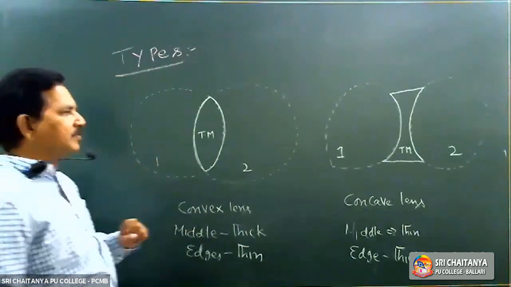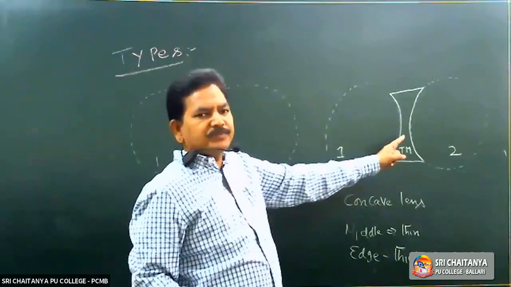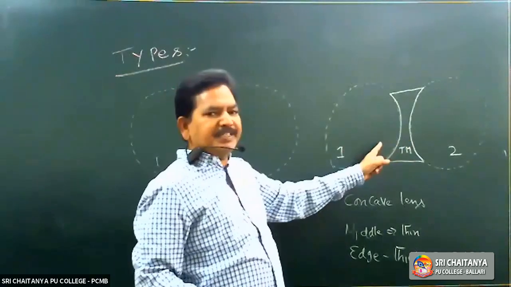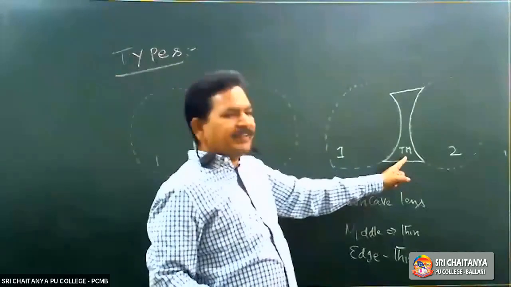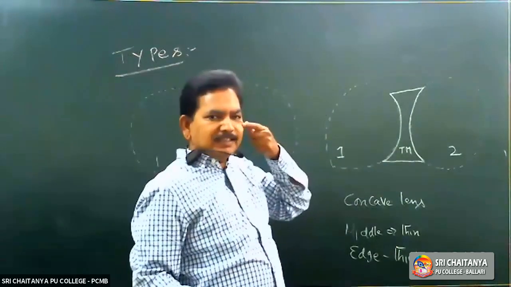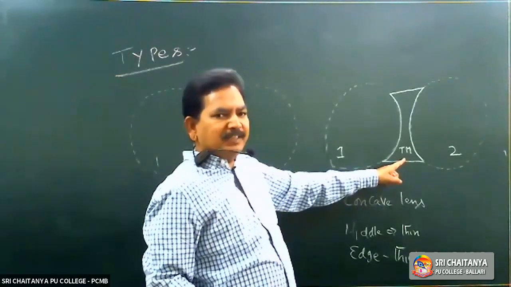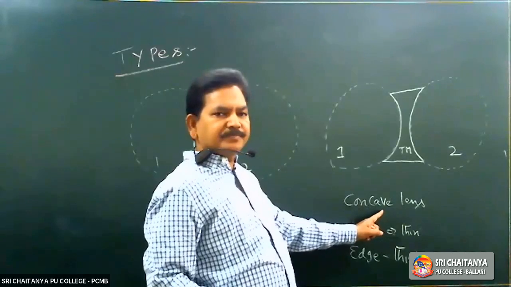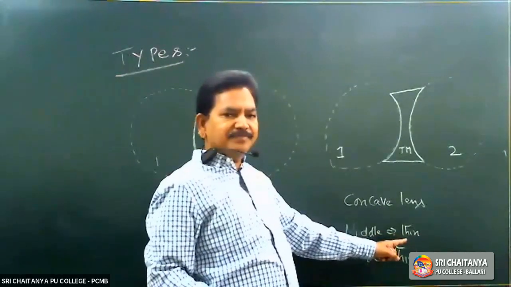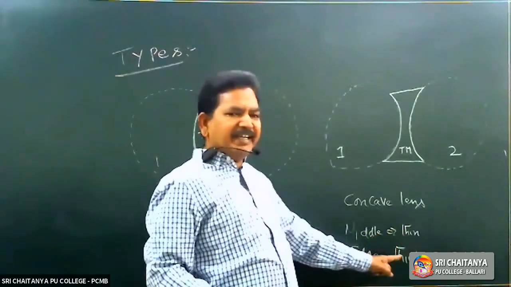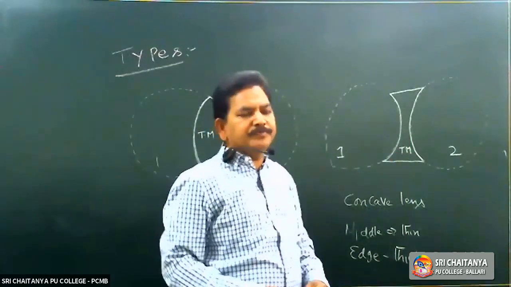Convex lens. Take the two hollow spheres. They are kept very near to each other, but they are not in contact. The space between them is filled with the transparent medium. Then that will become a lens. Concave lens. The middle part is thin. Near the edges, it is thick. That is concave.